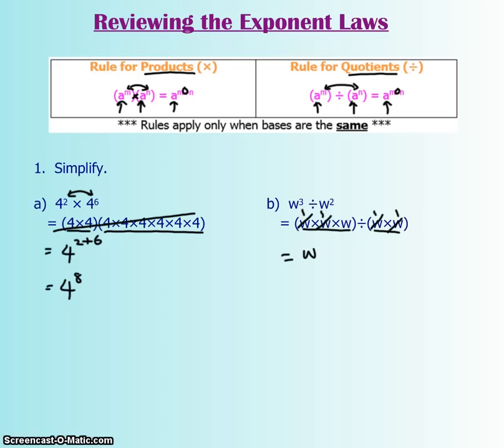So this is the same as saying w cubed minus the 2 equals w to the power of 1, and we don't actually write the 1, so it's just the w, and that represents that one lone w.